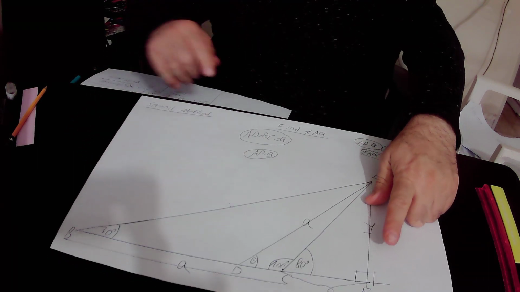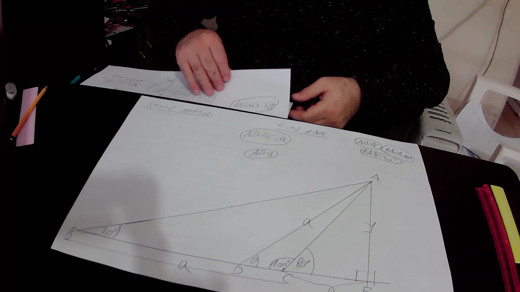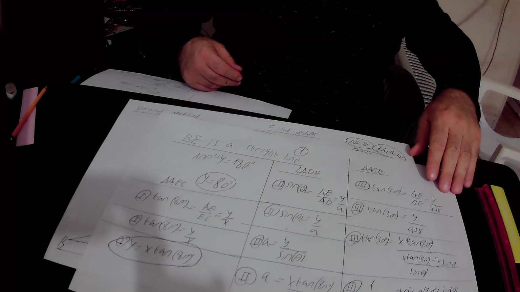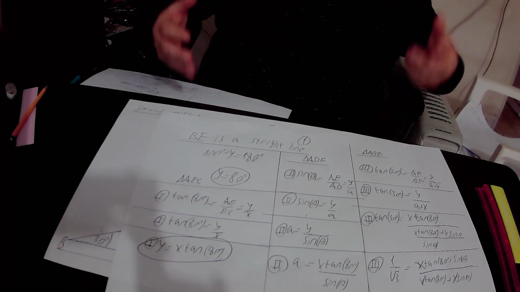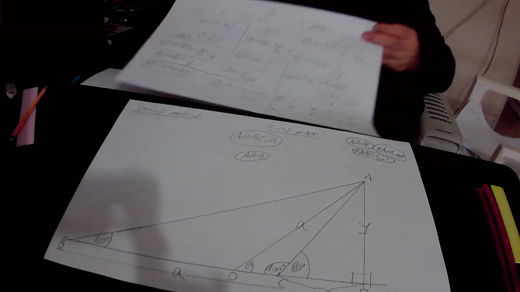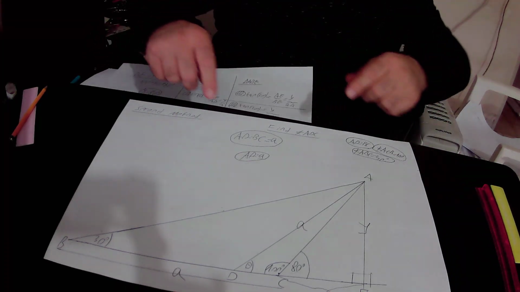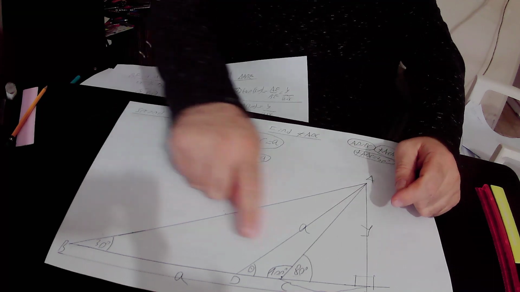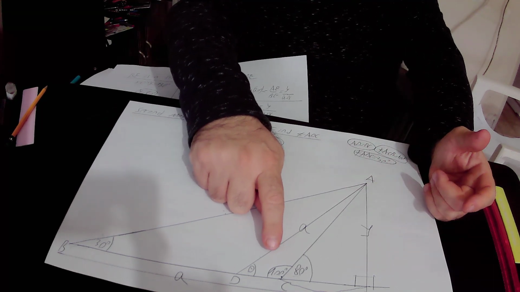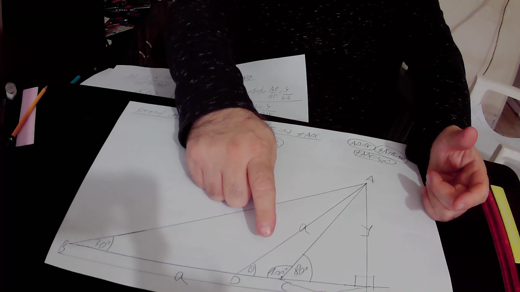So we can write down that BE is a straight line, and we have the rule that the sum of the angles on one side of a straight line is equal to 180 degrees. So if we focus on the upper side of the straight line BE at point C, then the sum of the angles must be equal to 180 degrees.